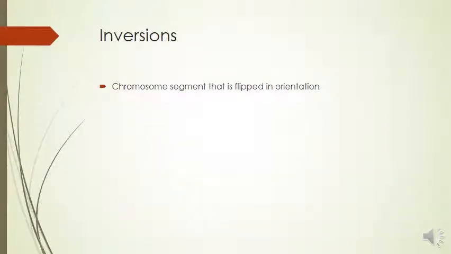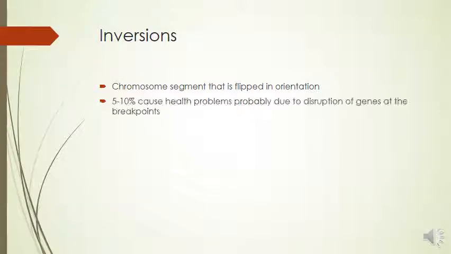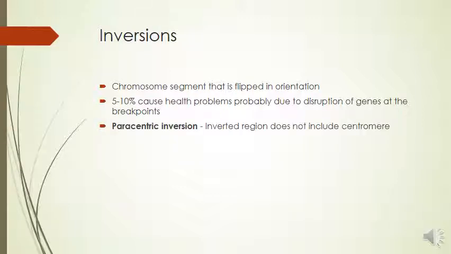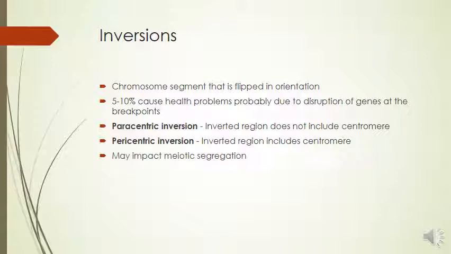Inversions are where chromosome segments have been flipped in orientation. 5 to 10% cause health problems, probably due to disruption of genes at the breakpoints. There is a paracentric inversion. This is where the inverted region does not include the centromere. Pericentric inversion is where the inverted region includes the centromere, and it may impact meiotic segregation.